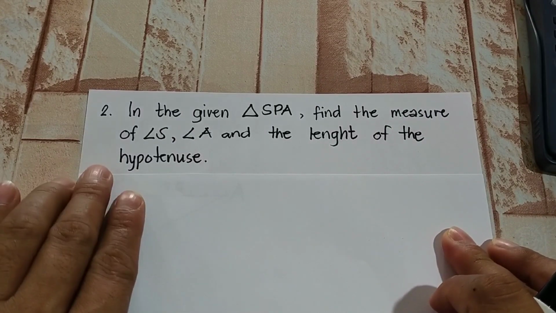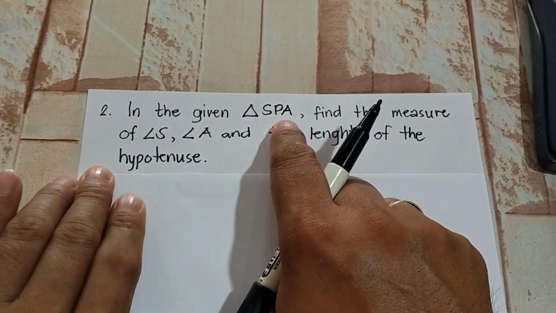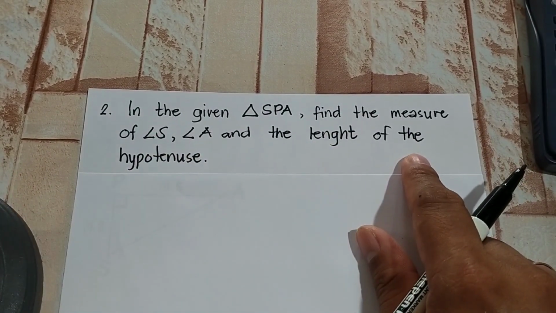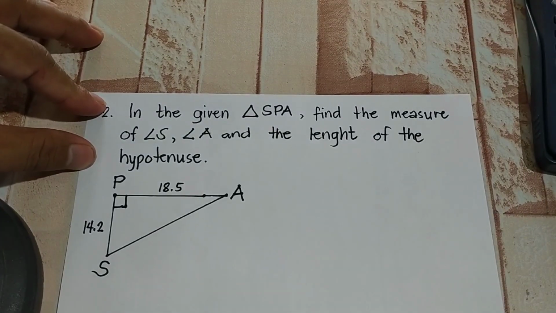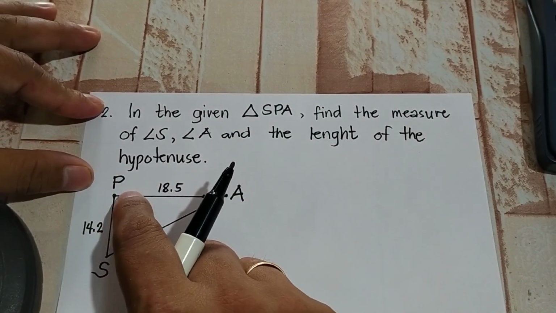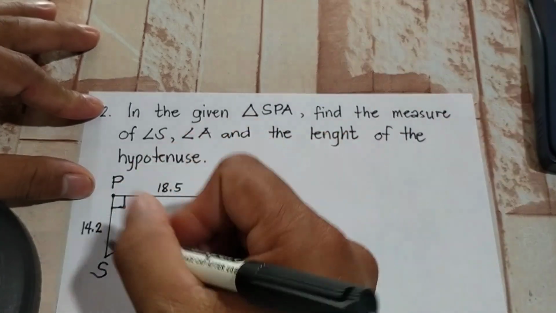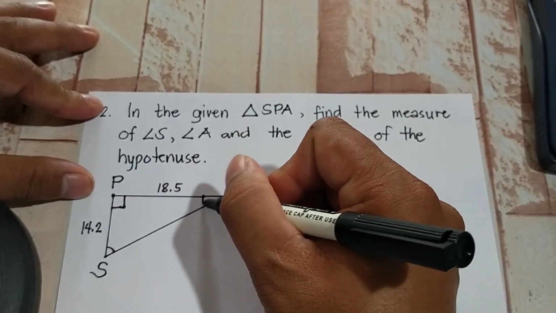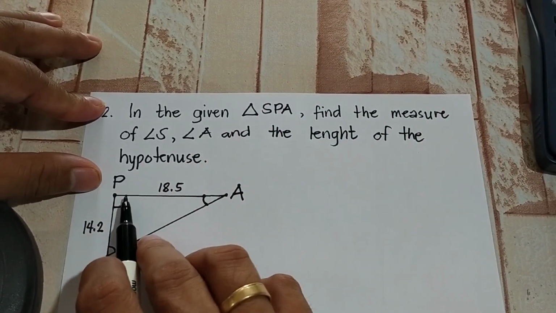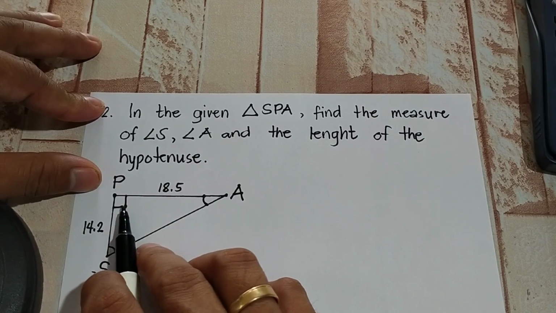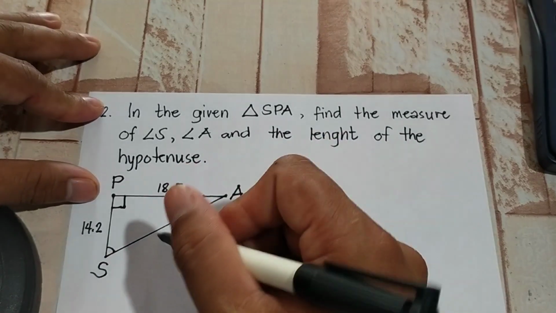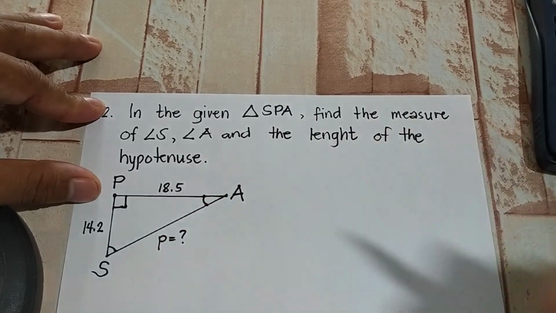Now let's move on to the second problem. In the given triangle SPA, find the measure of angle S, angle A, and the length of the hypotenuse based on this illustration. So we have here SPA, where angle P is our right angle. We are asked to find the measure of angle S, the measure of angle A, and of course the hypotenuse. The hypotenuse is always the side opposite to the right angle. Since this is the right angle, this would be the side opposite to it, so this is the hypotenuse that we are looking for.